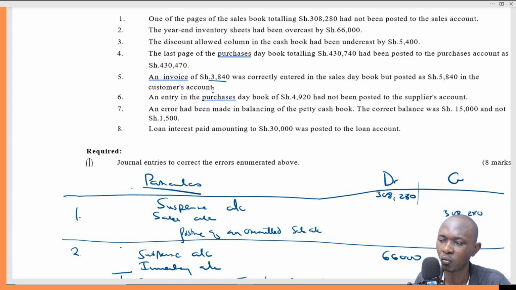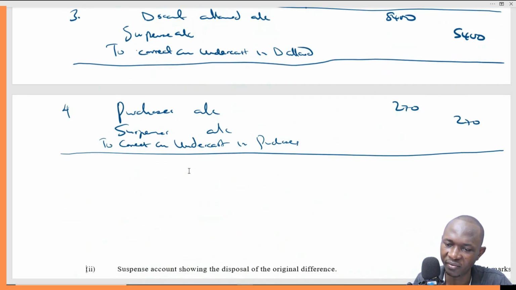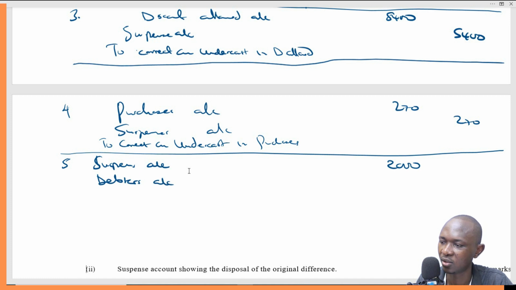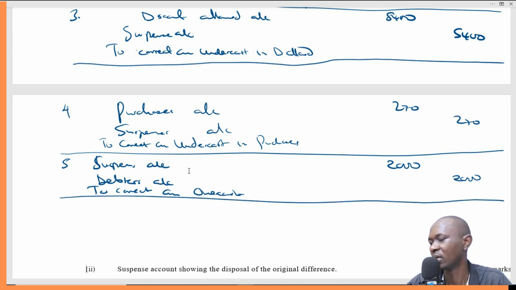So we do what? We come here, number 5. We debit suspense account, how much? 2000. And then credit debtors account, debtors account 2000. And then we say to correct an overcast. Just like that, to correct an overcast.